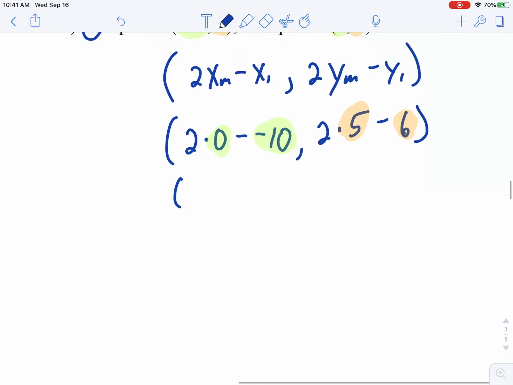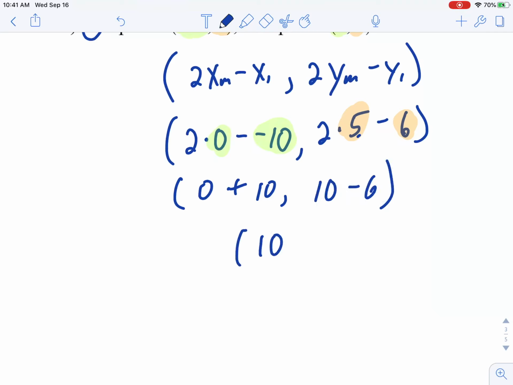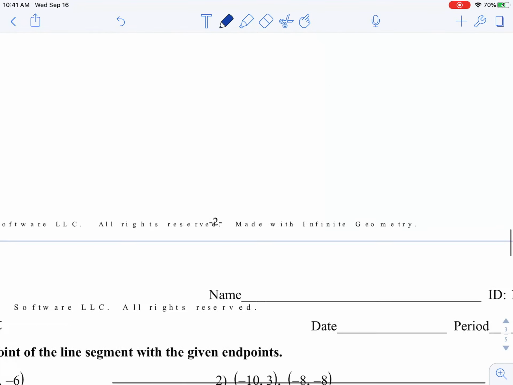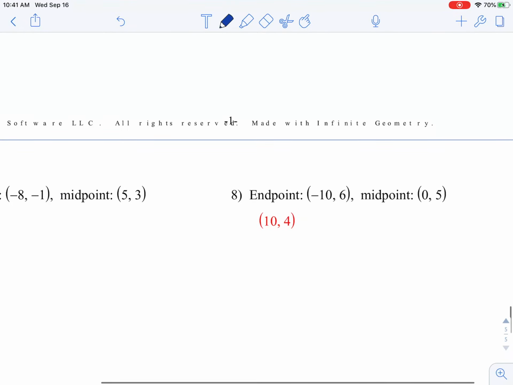Now if I just work out the math, 2 times 0 is 0, minus -10 is actually +10, 2 times 5 is 10, minus 6, that gives me (10, 4). Let me scroll down to number 8, and there it is, (10, 4).